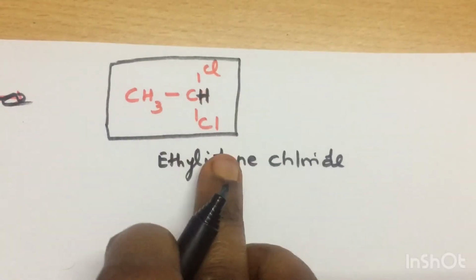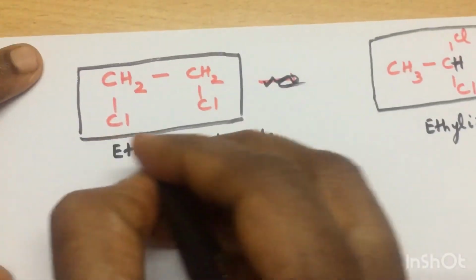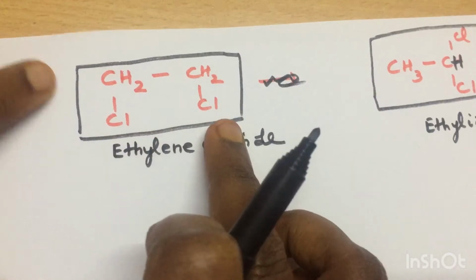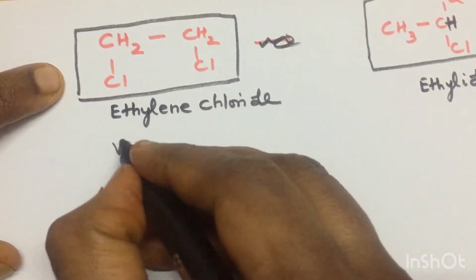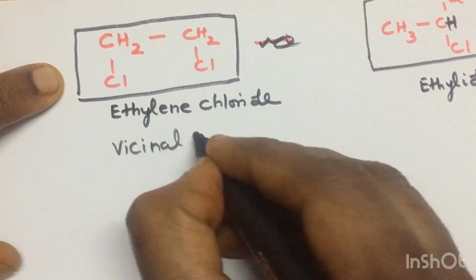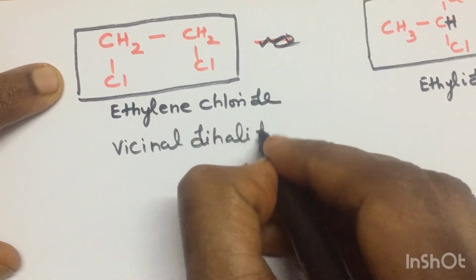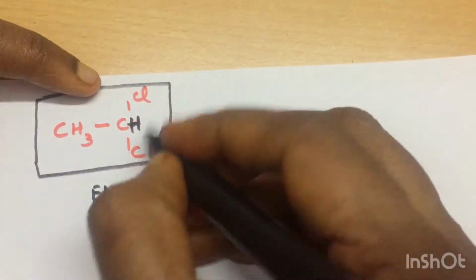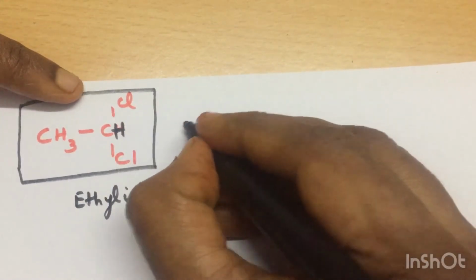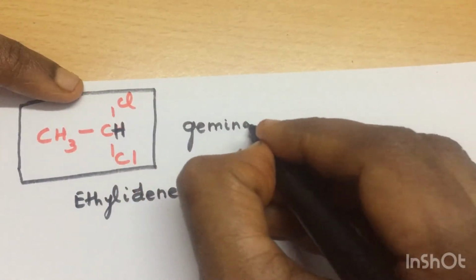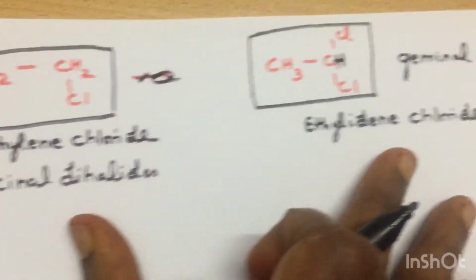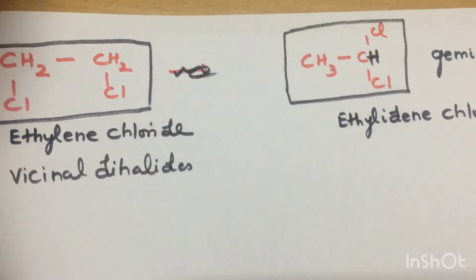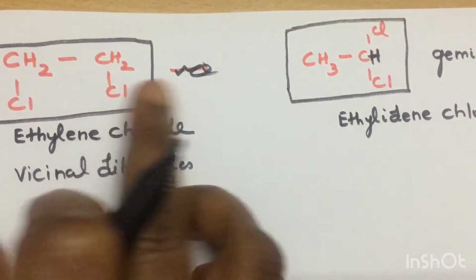So what can we say? This is a vicinal dihalide: the halogen atoms are present on adjacent carbons, so we call them vicinal dihalides. And when both halogens are present on the same carbon atom, you call it a geminal dihalide. This is a common name. So let's see what questions they have given. They are isomers, right? They have the same molecular formula.